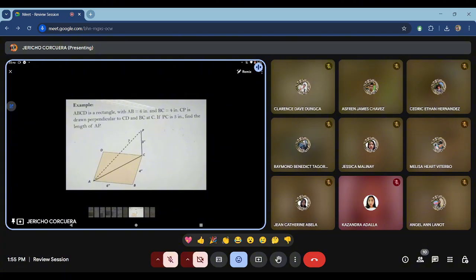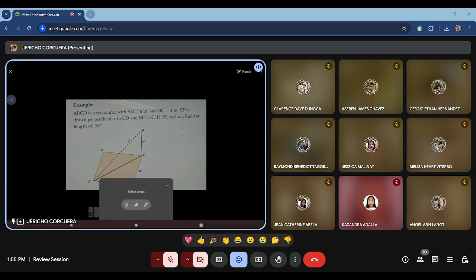If PC is 3 inches, find the length of AB. So we will first find muna the length of AC in inches kasi nga para mahanap natin yung line AB. The line AP is there. The length, because the line's already there. So we should not say we find line AB because it's already there. So we should properly say it, the length of line AB.